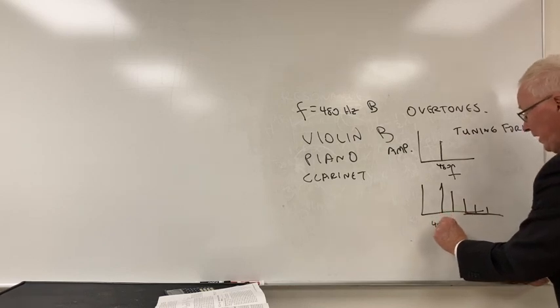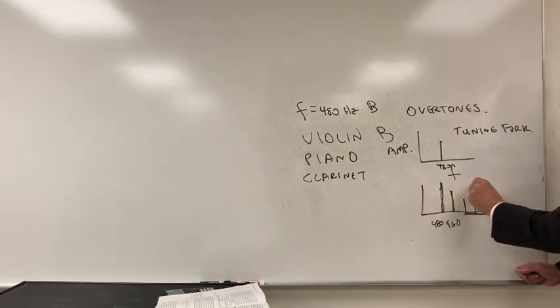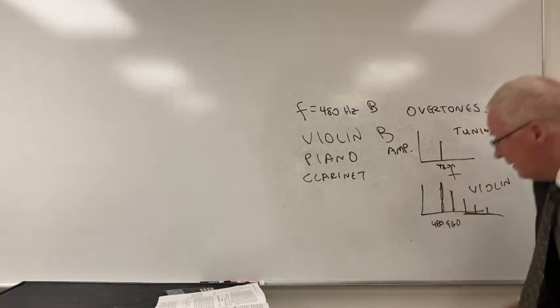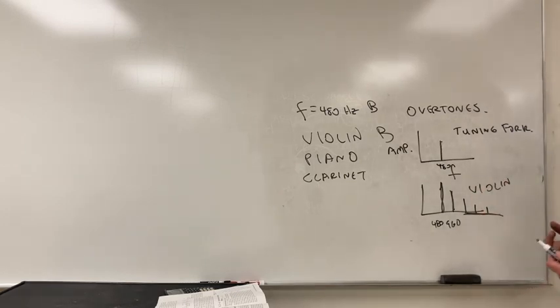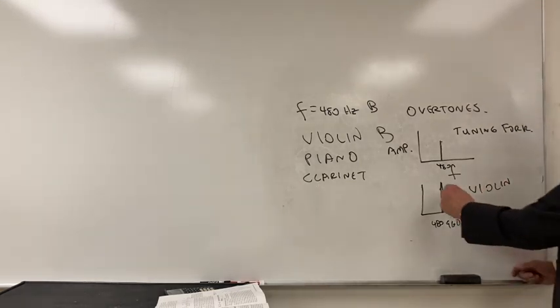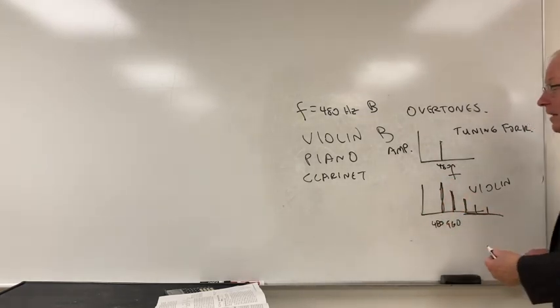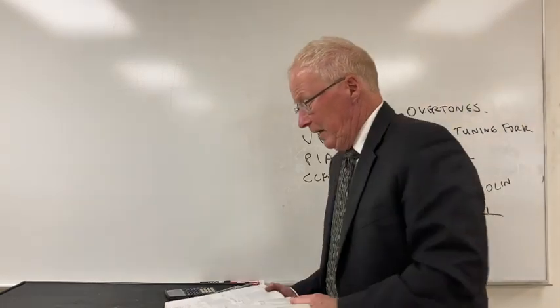So this would be 480, 960. It has different harmonics that all add together in just the right way to give the unique sound of a violin. And it sounds different if you just pluck it, and it sounds different if you bow it. So this is the sound of a violin. It's all these harmonics that add together that give that characteristic to it.